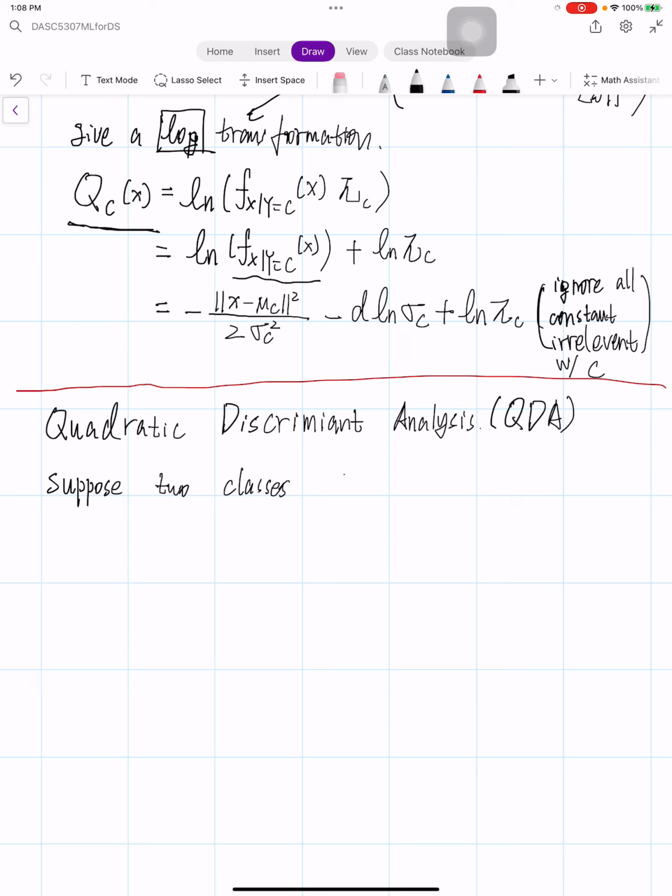So one class we denote by C, for example, cancer group. Okay, another class we call D, no cancer.